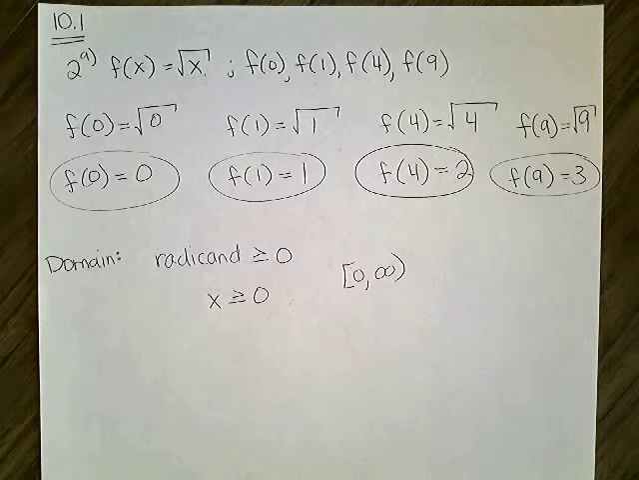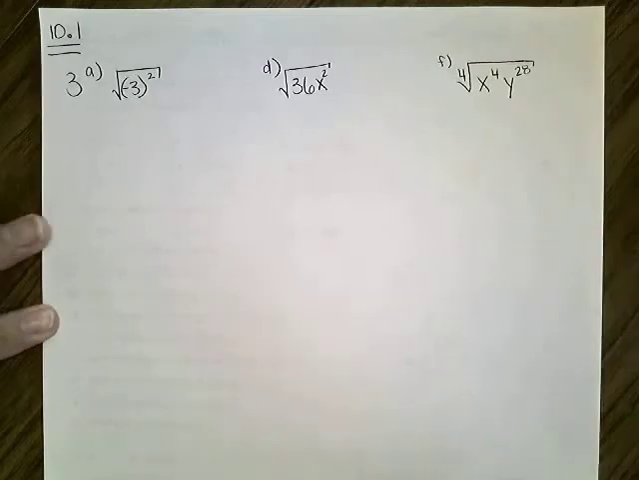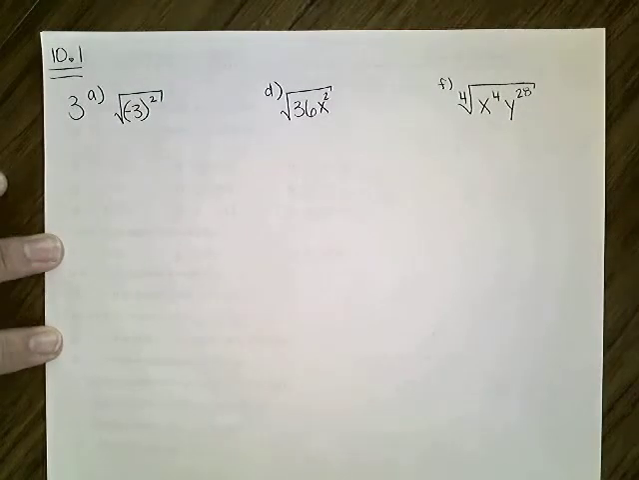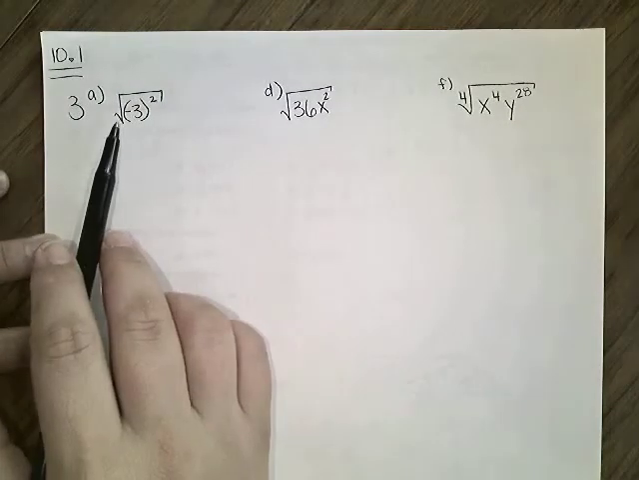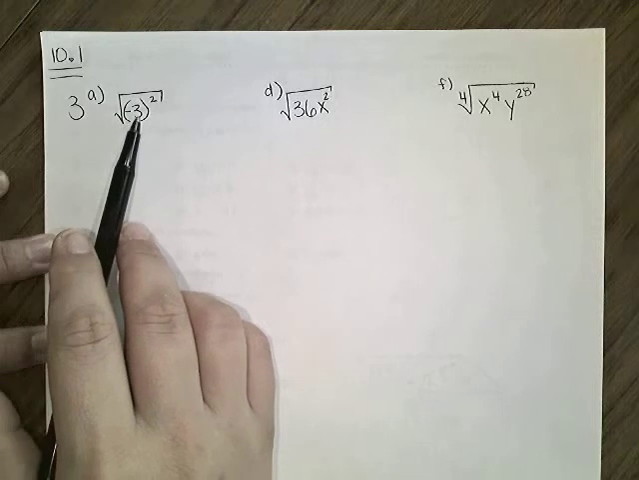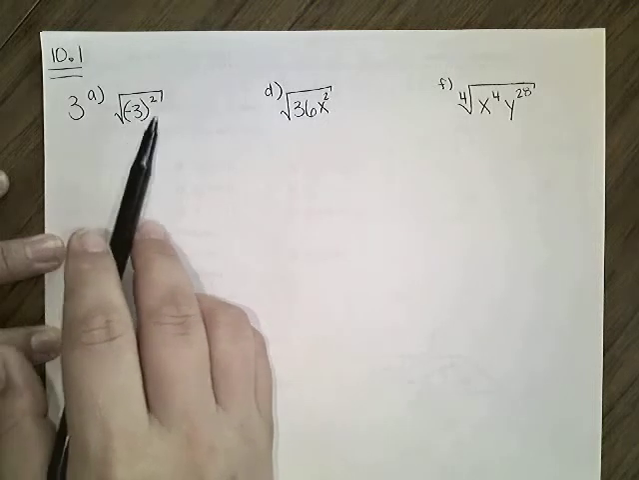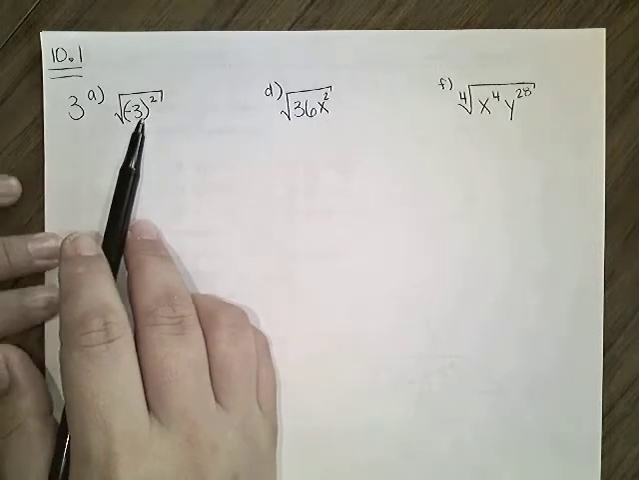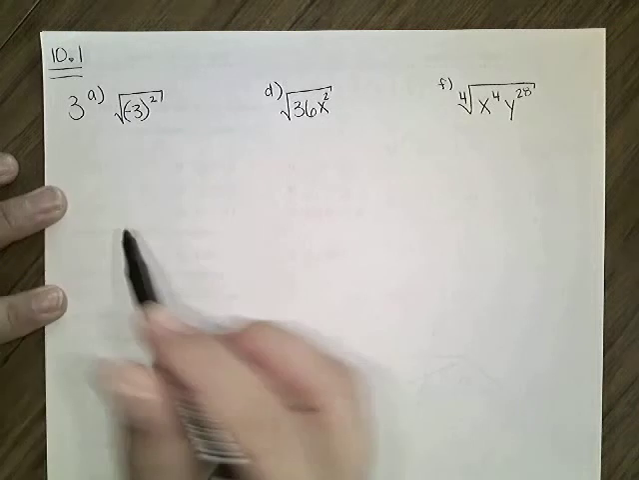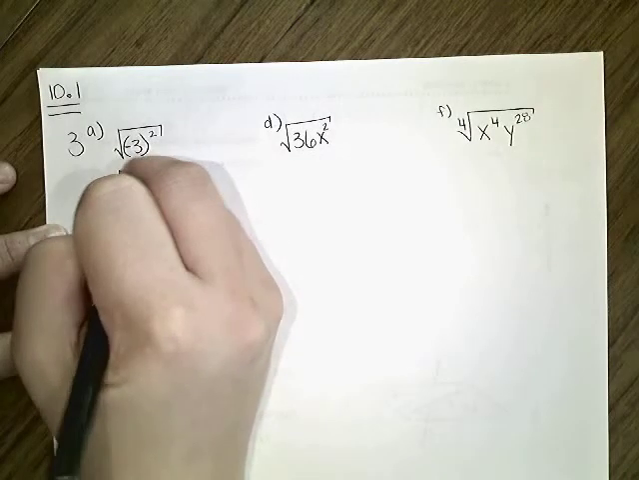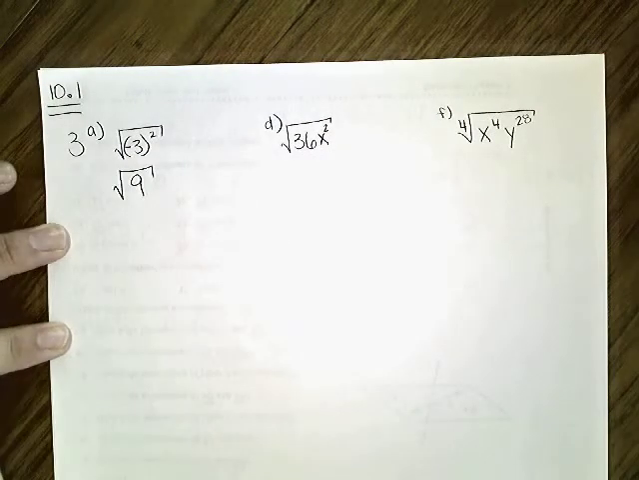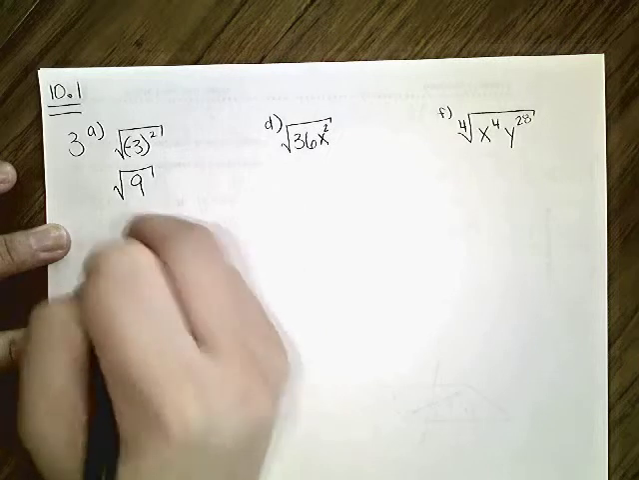Now another thing that we can also do, not really dealing with functions, but just dealing with evaluating radical expressions here. When we evaluate a radical expression, square root of (-3) quantity squared, first we want to evaluate underneath the radical. Well, (-3) quantity squared is 9, and then we can take the square root of 9 as 3.